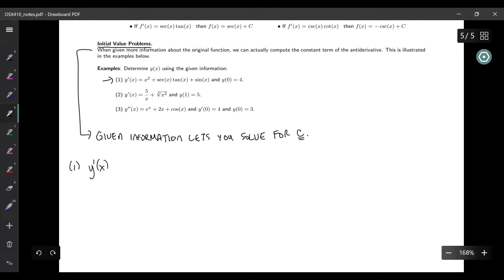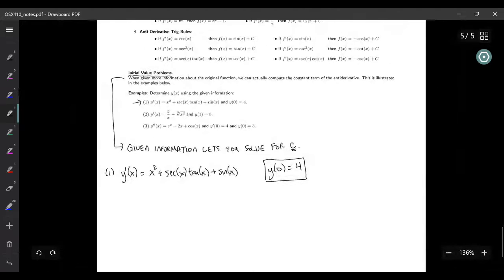Right, it tells you that the derivative is x squared plus secant of x tangent of x plus sine x. And then it tells you that y of 0 is equal to 4. So we're going to use this bit of information later. Right, so we're going to take the antiderivative.